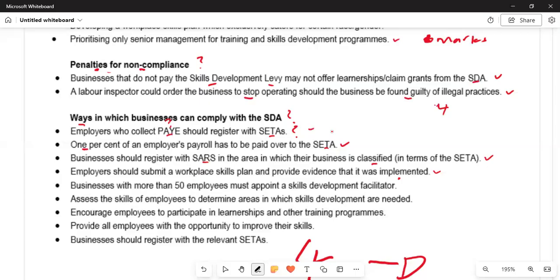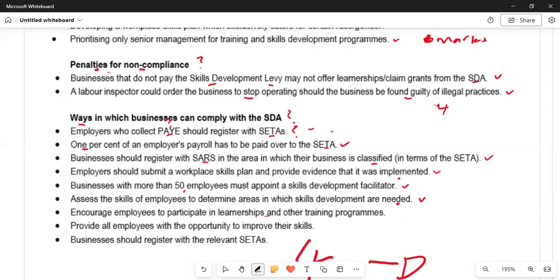Businesses with more than 50 employees must appoint a skills development facilitator. This only applies to businesses with more than 50 employees. The facilitator assesses the skills of employees to determine the areas in which skills development is needed. So we are going to only attend to the needs of the employees. By assessing their skills, you find out what the current skills of the employees are, and determine where they lack, so that we can bridge that gap.